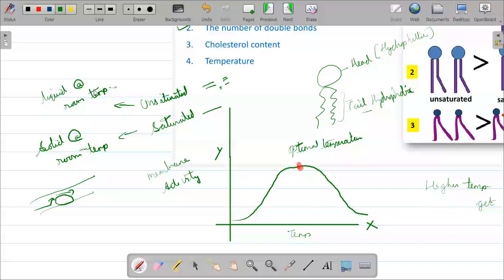So which one is very good for your health? Unsaturated, because they are liquid at room temperature. Unsaturated will increase the rate of membrane activity.